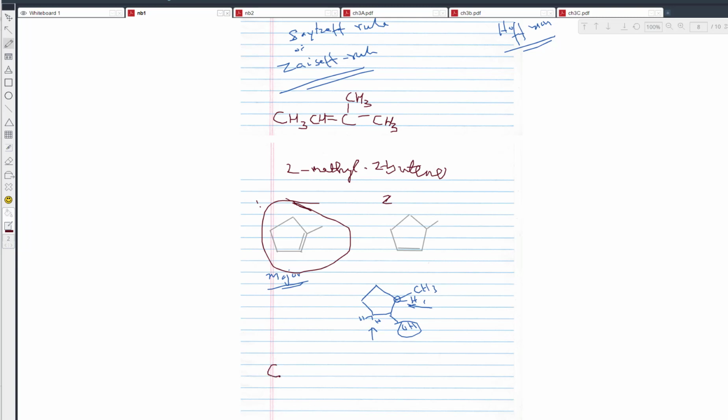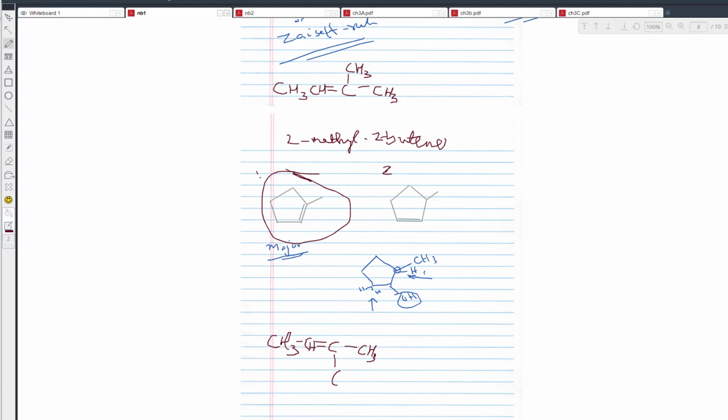I'll write it. Let's see. CH3 bonded to carbon, double bond, so it's going to be a CH. Yep. And then his neighbor to the right is going to lose his hydrogen because it's going to be bonded there and then bonded to a CH3. You're right. Okay, I understand now. Yep. Okay, that's good. Okay, what next question?